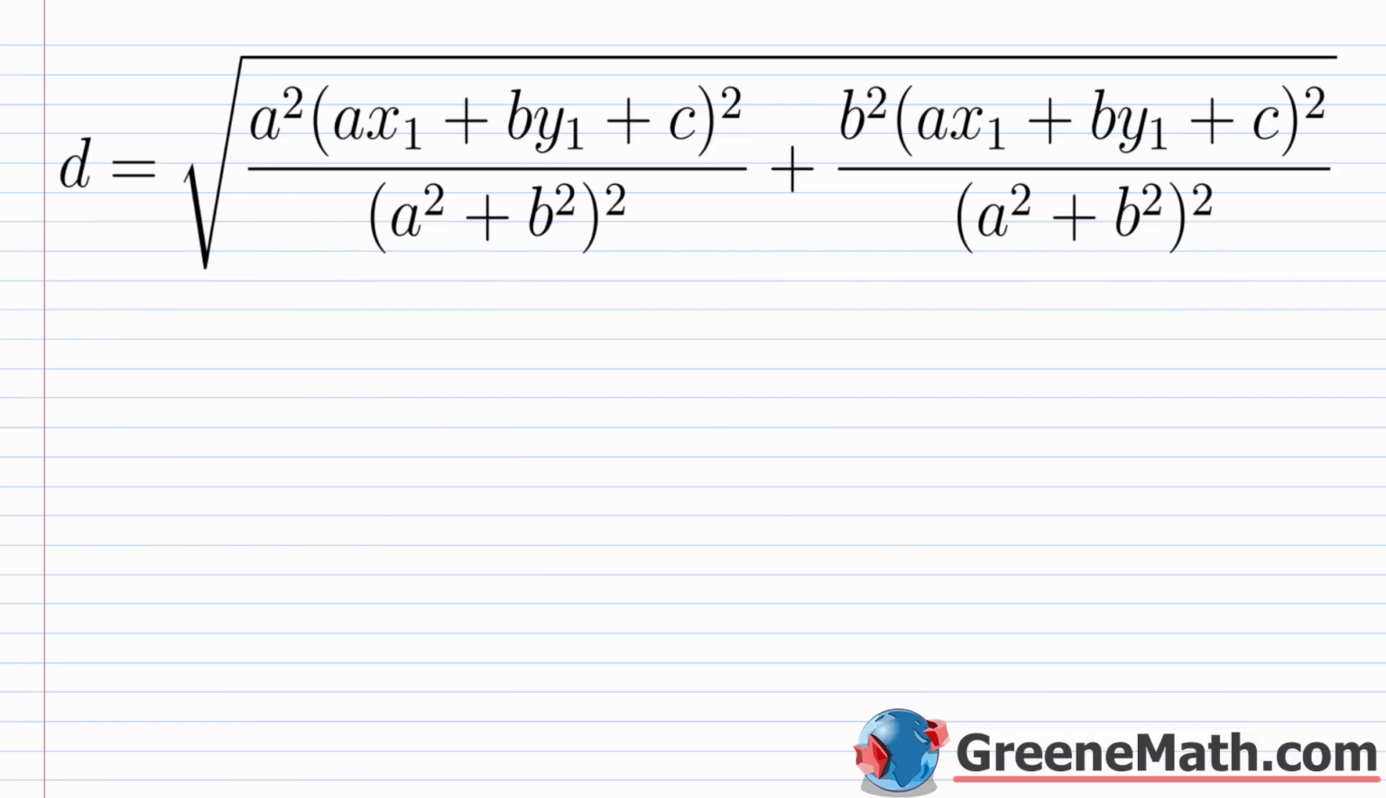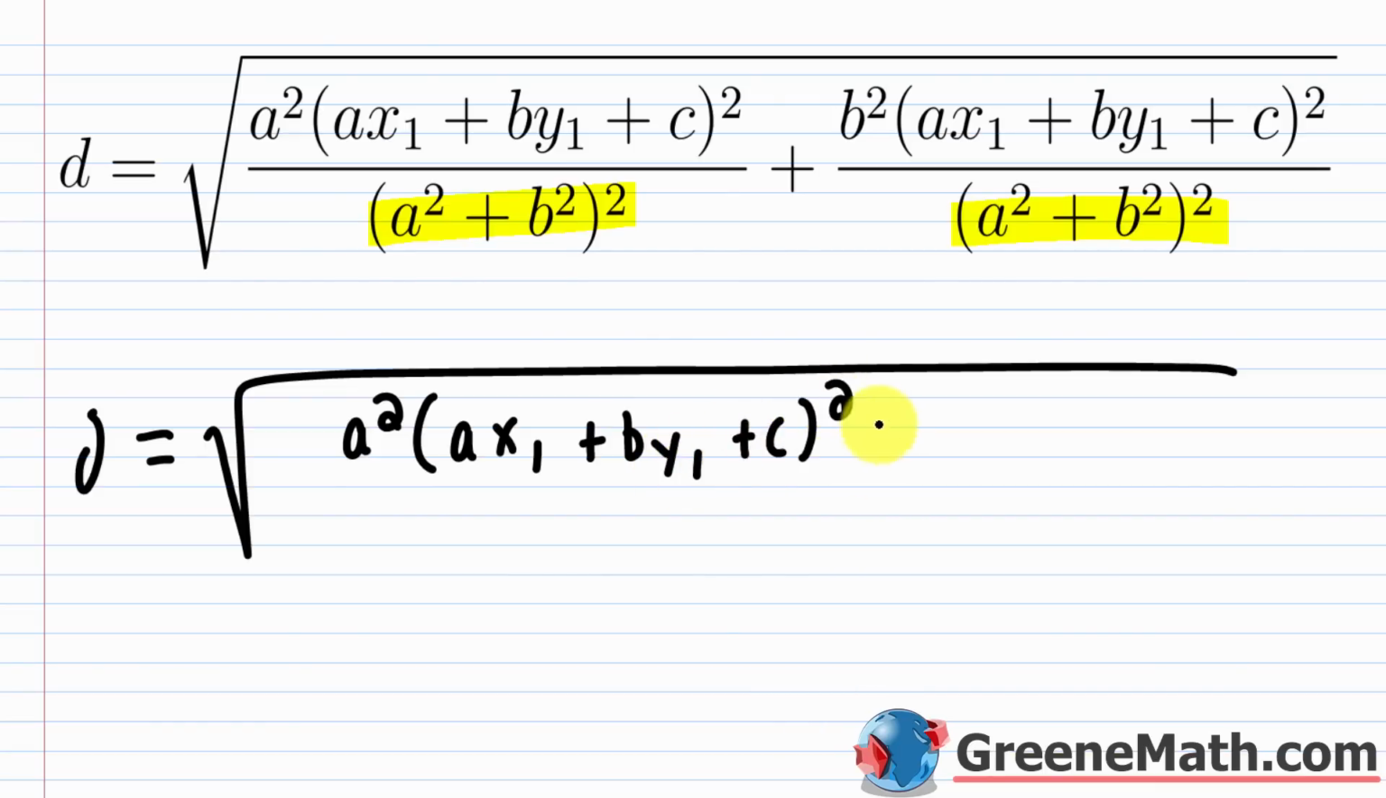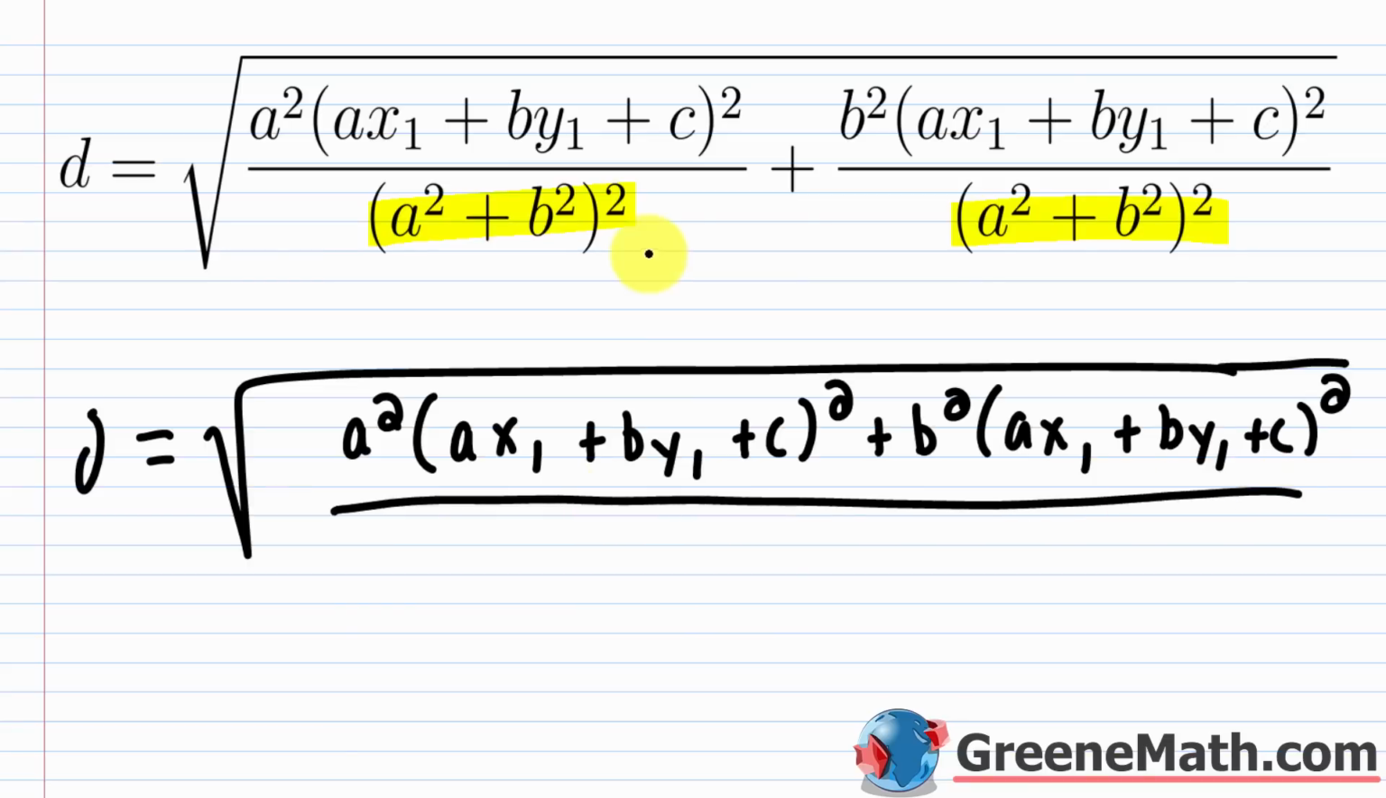And basically at this point, it's very easy to see what you're going to do. You have a common denominator. So I'm just going to say the distance is equal to the square root of, I'm going to have a squared times the quantity ax sub 1 plus by sub 1 plus c, and this is squared, plus your b squared times the quantity ax sub 1 plus by sub 1 plus c, and this is quantity squared. Let me move this down here. This is over, again, I have a common denominator, so it's a squared plus b squared quantity squared.